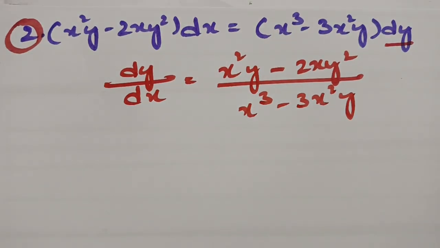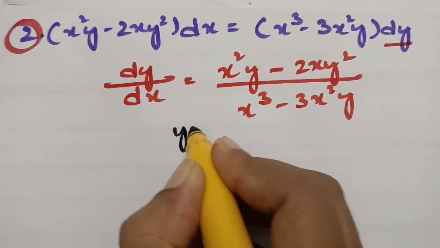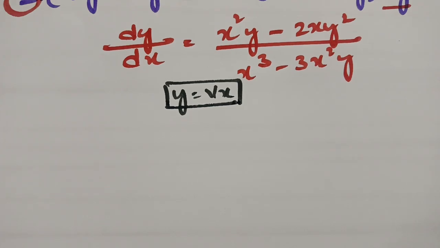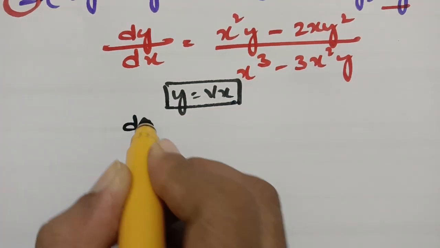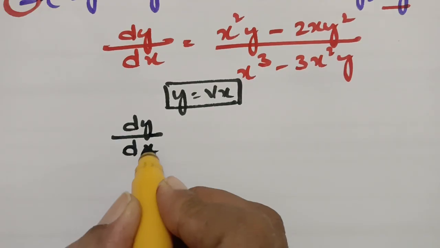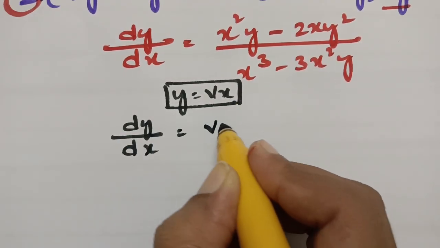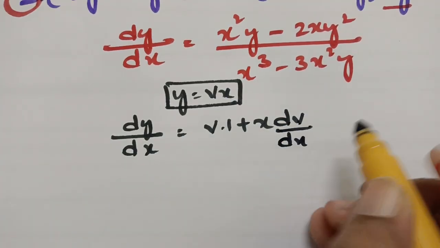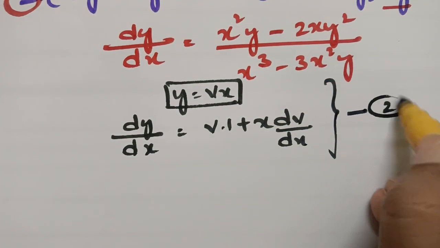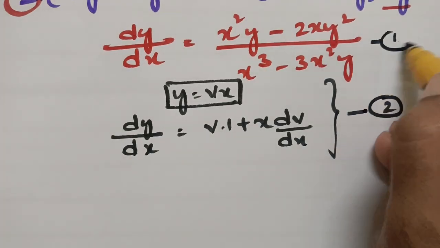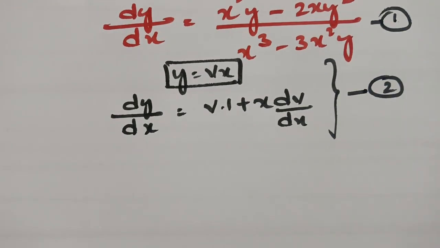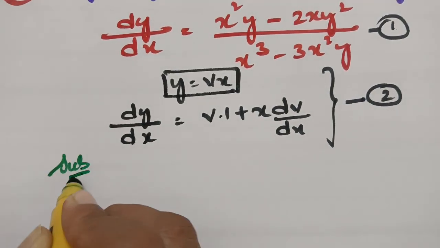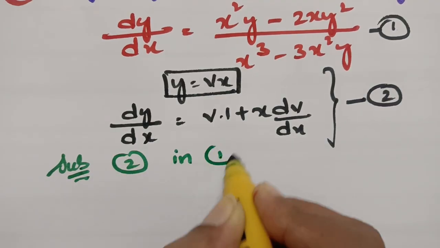So here is the substitution. Put y is equal to vx. If I take the derivative, y will become dy by dx; for x it is 1, so v into 1, plus x into dv by dx. So these are the two equations: this is equation 2, and this is equation 1. Now I am going to substitute the values of equation 2 in equation 1.